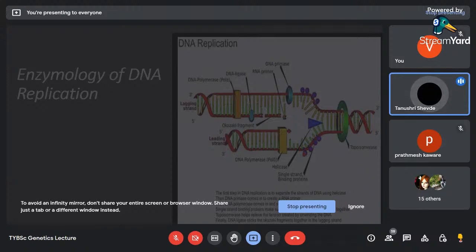Today we are going to see about enzymology of DNA replication. So what does enzymology mean? It is a branch of biochemistry that deals with the study of enzymes based on their function, properties, or activity.